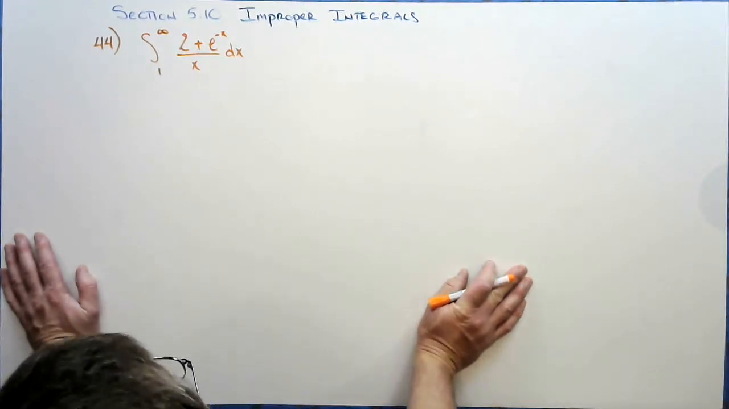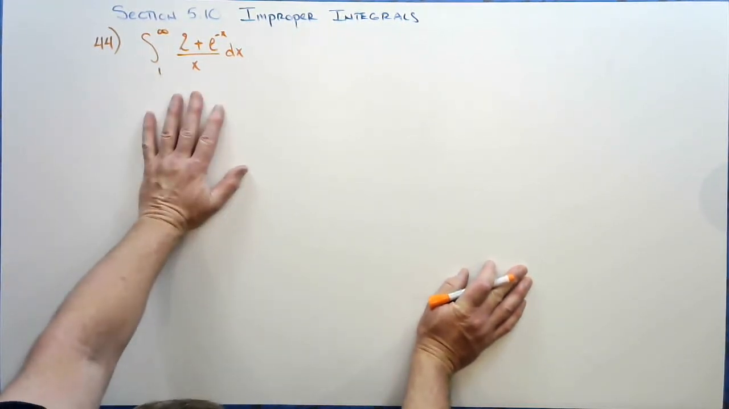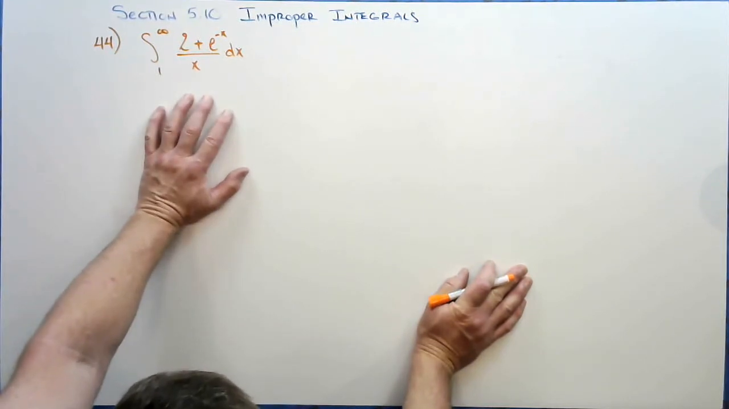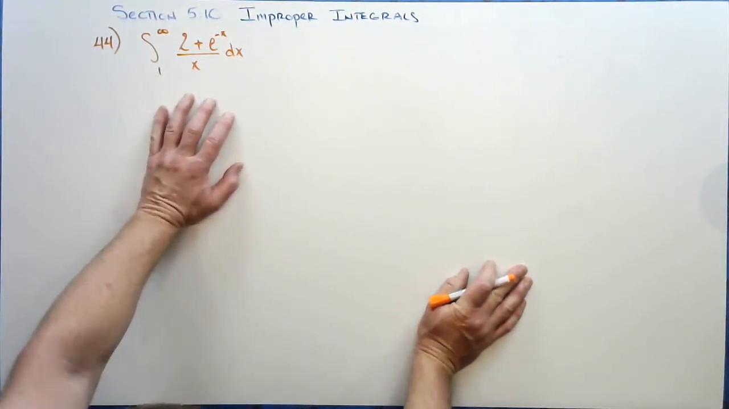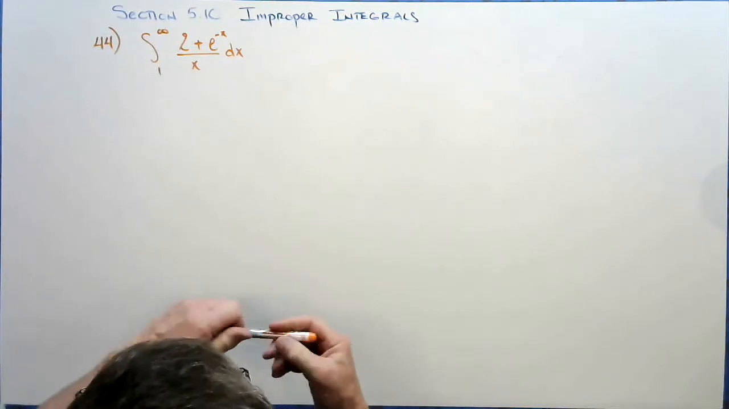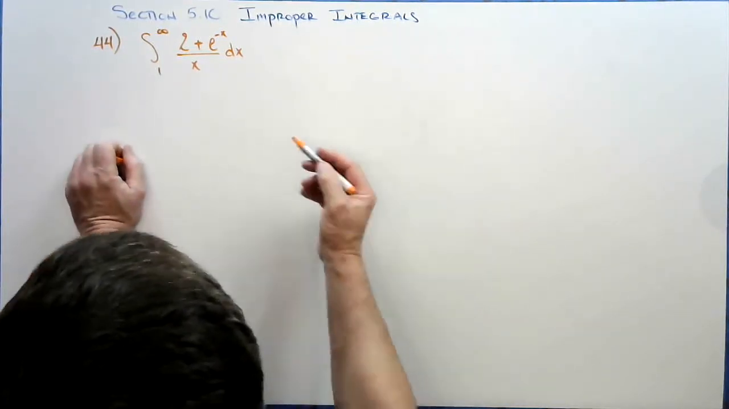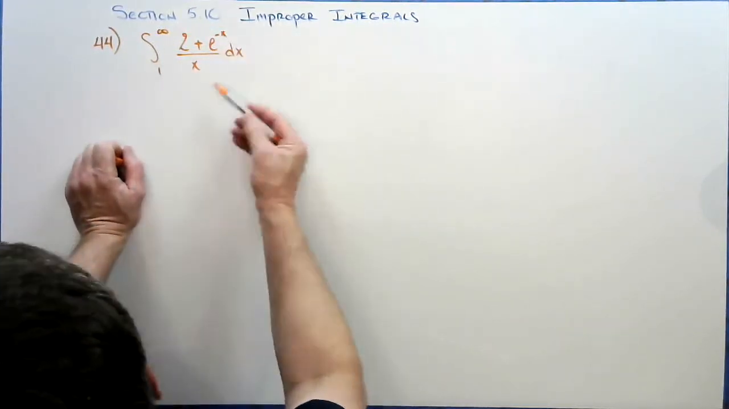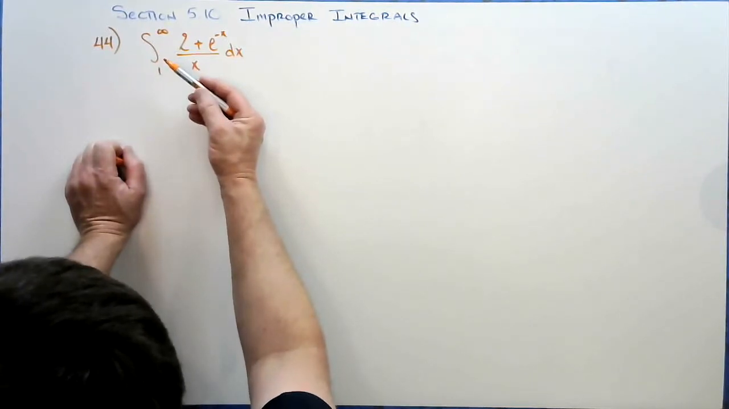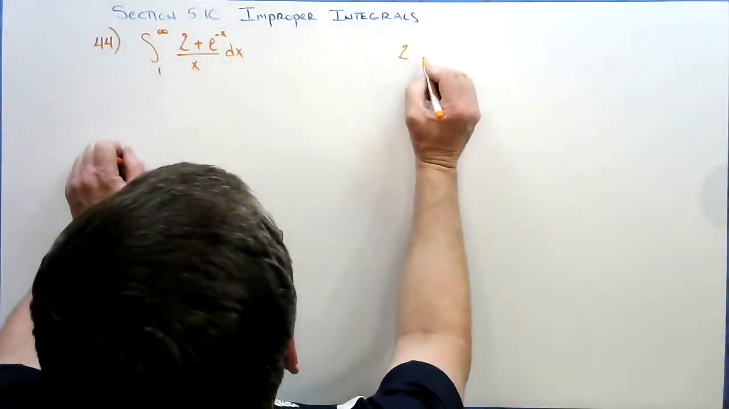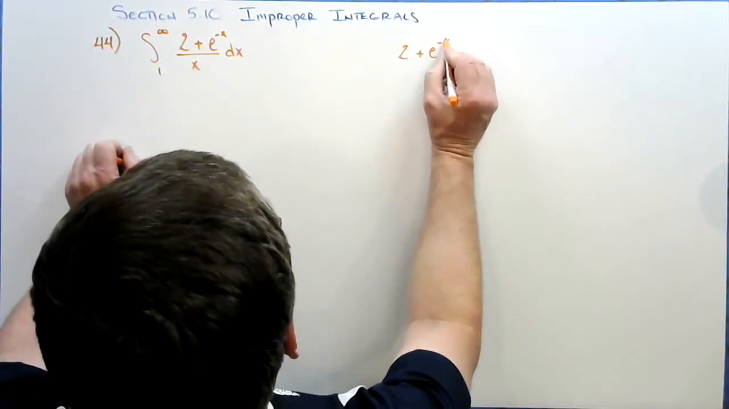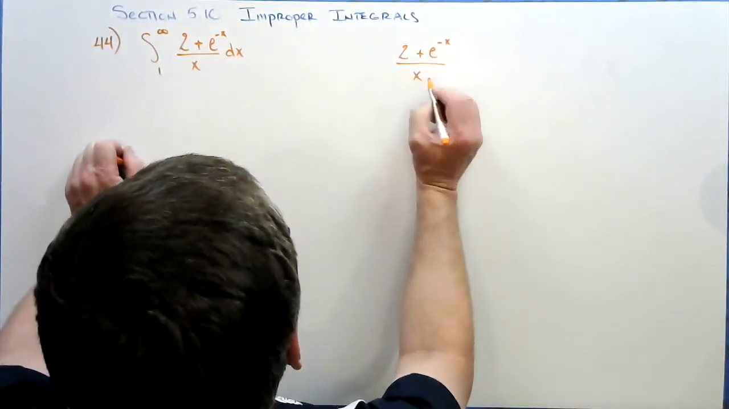So the comparison theorem says, when faced with an integral like this, one of the techniques that you can use is you can find a function that's similar to your function. See, our function is 2 plus e to the minus x over x.